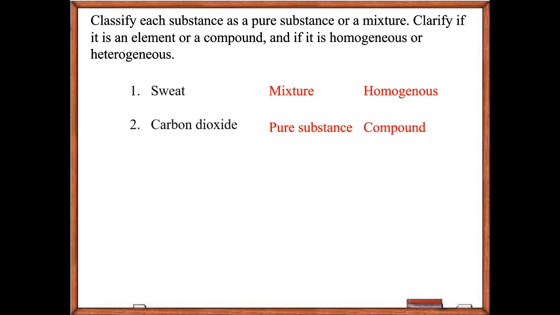Oh sorry, it also wants us to say element or compound. So this is going to be a compound. Why? Because it's made up of two or more elements. So we have carbon and we have oxygen coming together to form carbon dioxide, so it's going to be a compound. I always forget on this question that one's going to be element or compound. I do that in class too all the time.